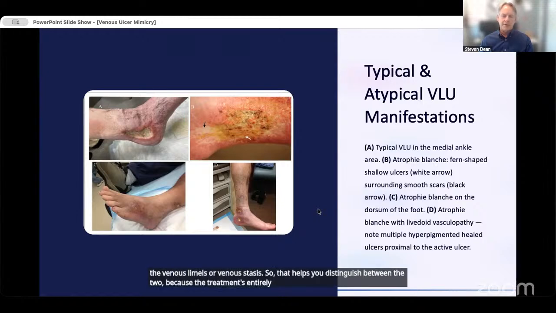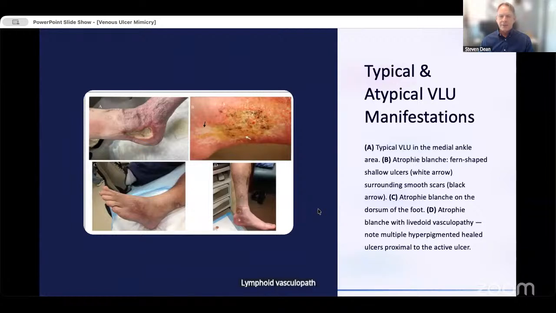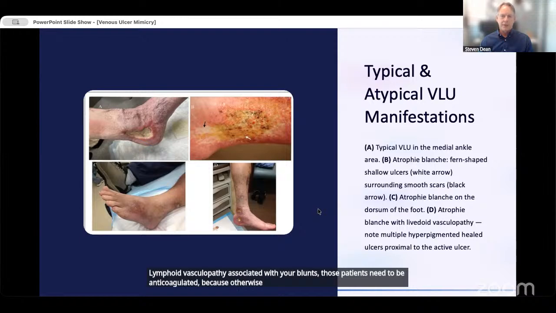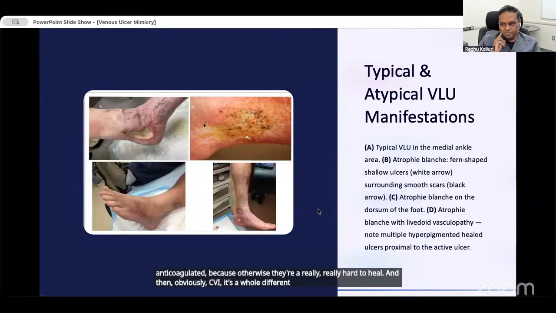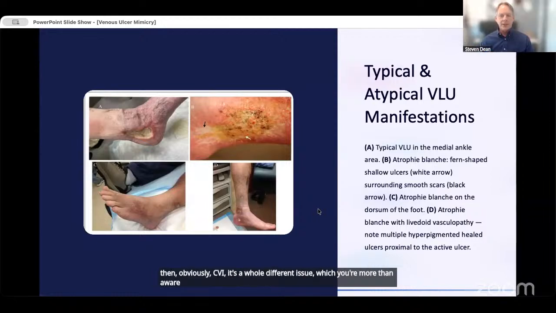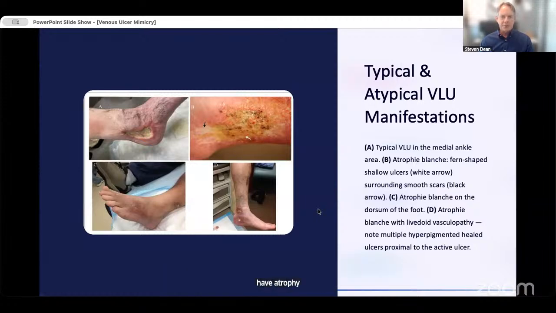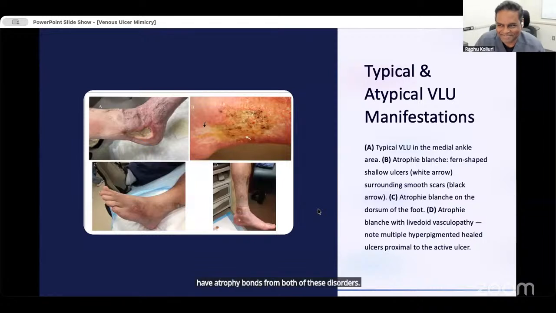Because like Raghu said, if you have livedoid vasculopathy associated with atrophie blanche, those patients need to be anticoagulated because otherwise they're really, really hard to heal. And then obviously CVI, it's a whole different issue, which you're more than aware of. Now, where it really gets interesting is about 10% of these patients have atrophie blanche from both of these disorders. They can actually occur concurrently.